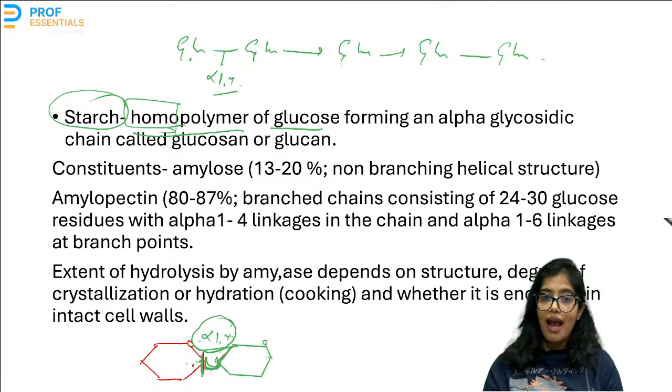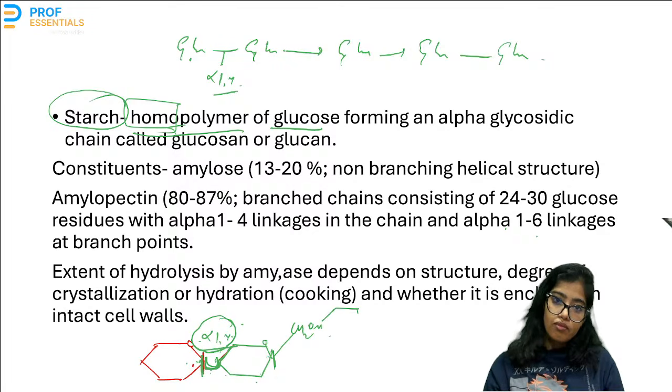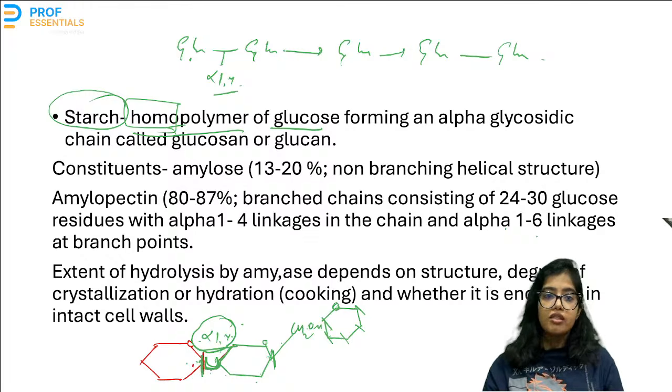Now, the branches here occur at alpha 1,6 linkage. That means 1, 2, 3, 4, 5, and 6th. So the 6th carbon here, if you branch, the 6th carbon, that is CH2OH, of another glucose here, this is going to form a bond with the first carbon of this glucose. So alpha 1,6 here is what? This is the branch, and this as it is, the chain is going to continue and it will be interrupted by frequent branches.